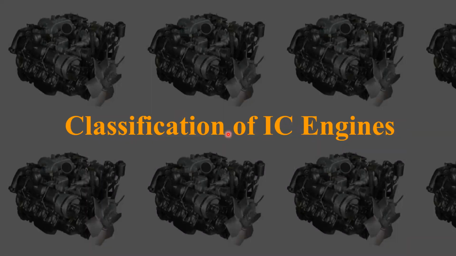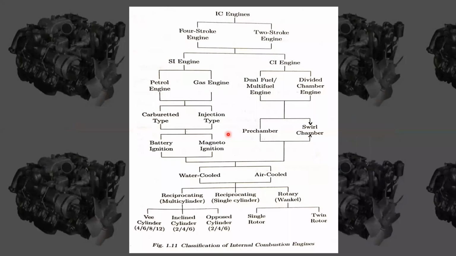Coming to the classifications of IC engines, these are the main important classifications. First of all, in IC engines we have both four-stroke engines as well as two-stroke engines. These are the two main classifications, and these are classified again into SI engines and CI engines. That means in four-stroke engines there will be SI engine and CI engine, and in two-stroke engines also there will be SI engine and CI engine.